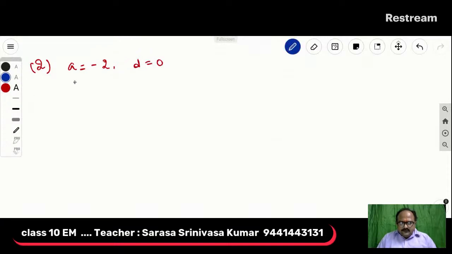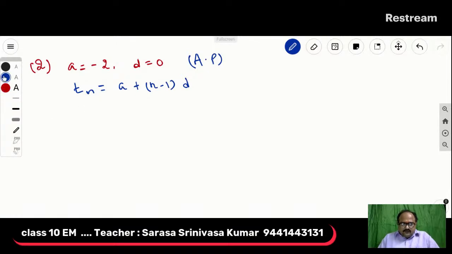Now we have to write the nth term, Tn equal to a plus n minus 1 multiplied by d. This is the nth term. Given this is in arithmetic progression, we are doing problems in arithmetic progression. The nth term formula is noted here.